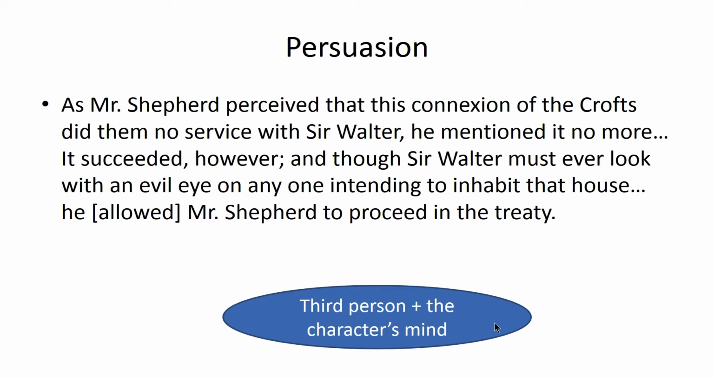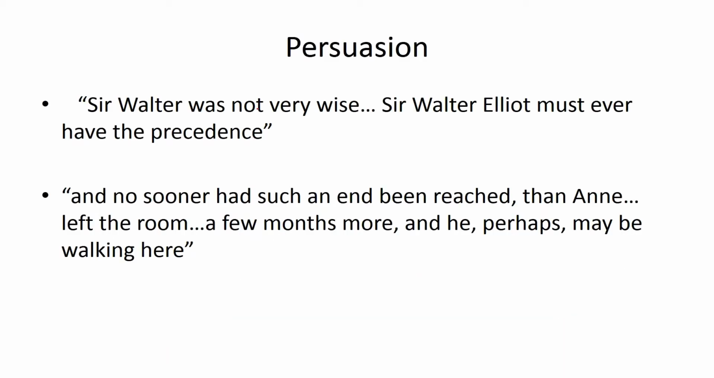So we can see that there is Mr. Shepherd's consciousness here. Mr. Shepherd perceives that his connection of the Crofts to another family is not working out. So what he does is he stops that narrative. And then we have the third person narrator jumping in as well. And then we have other perspectives. So there is a blending of points of view within paragraphs in Persuasion. Further examples are there on the slide for you.